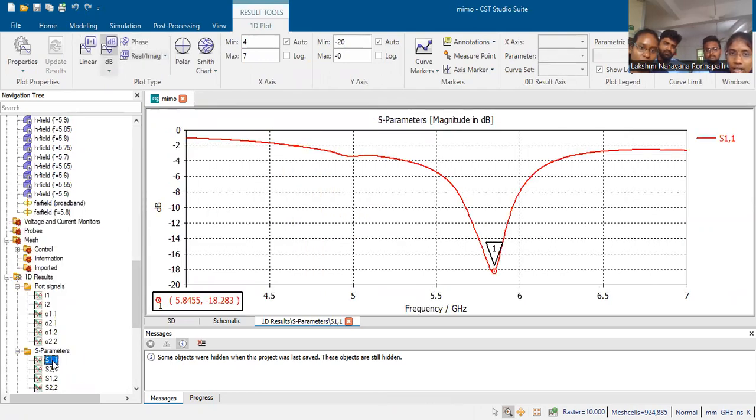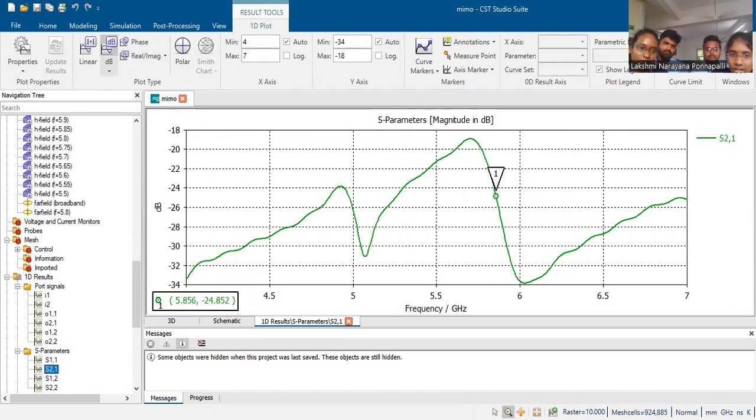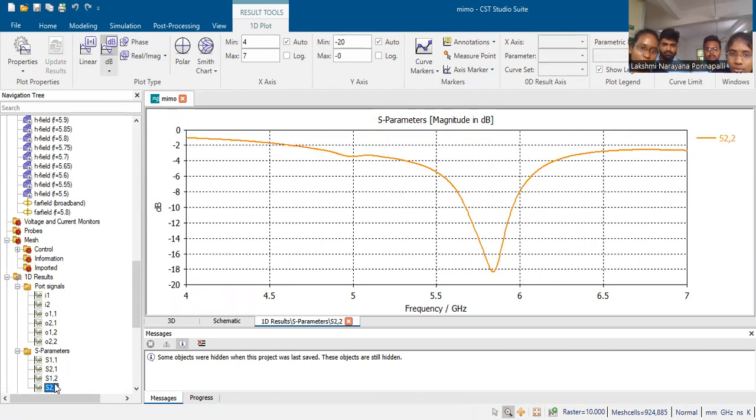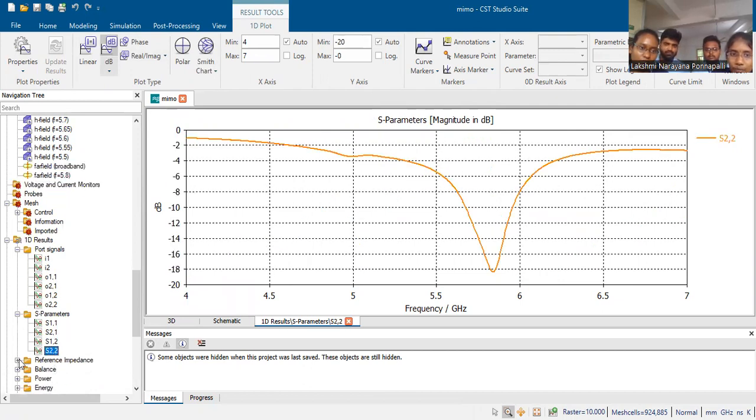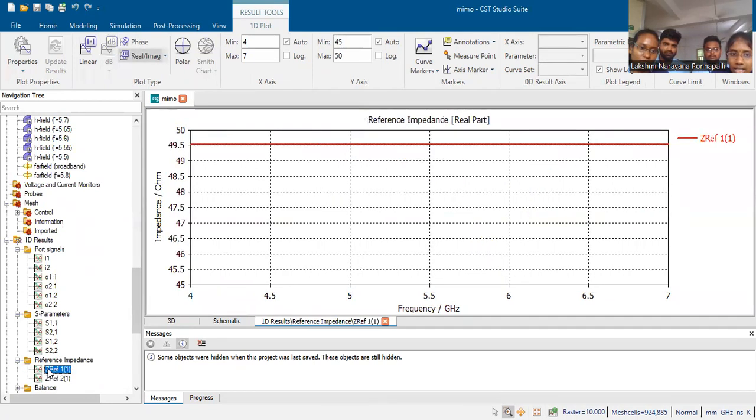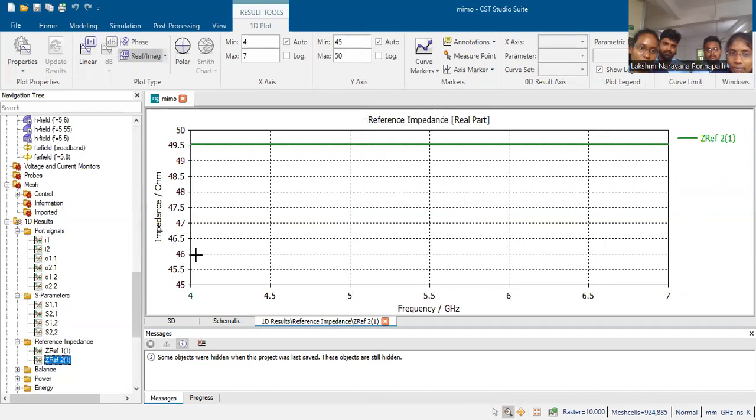This is S11, which represents the return loss at 500 GHz, as we mentioned here. We obtained the return loss at minus 18 dB. This is S21, the insertion loss. Here we obtain S12 with respect to the second port, and S22 with respect to the second port. These are the reference impedances at port 1 and port 2. Our reference impedance is 50 ohms.